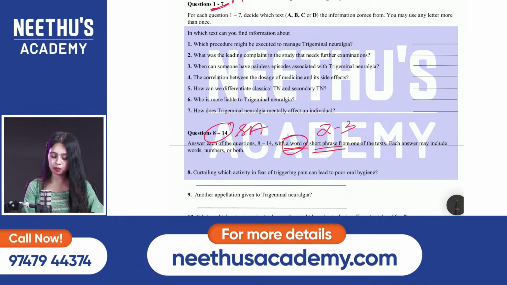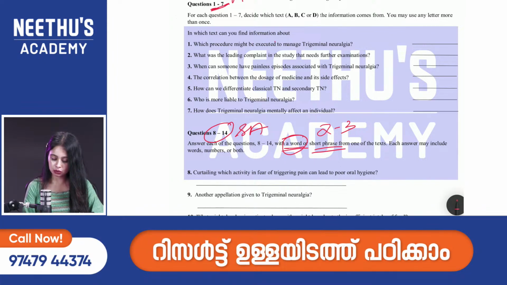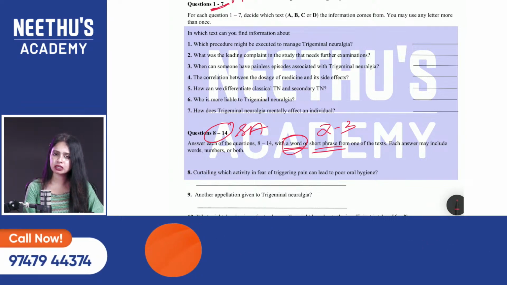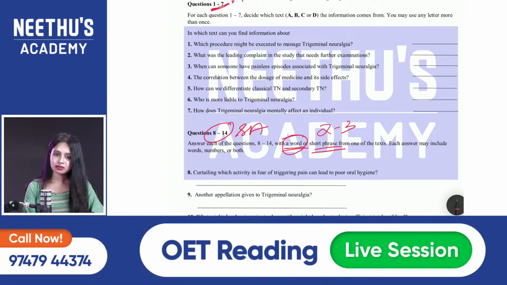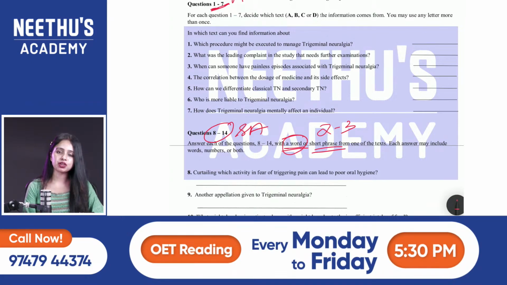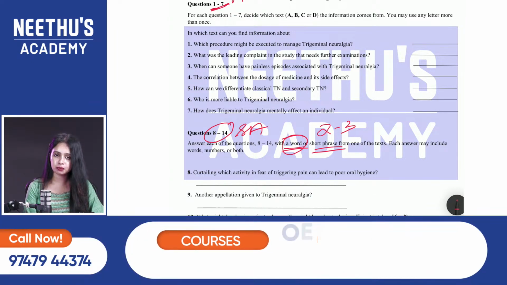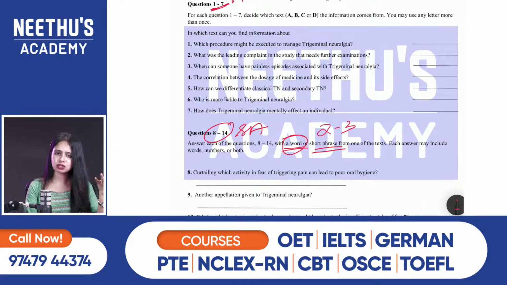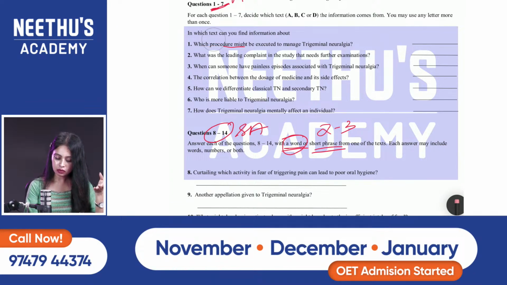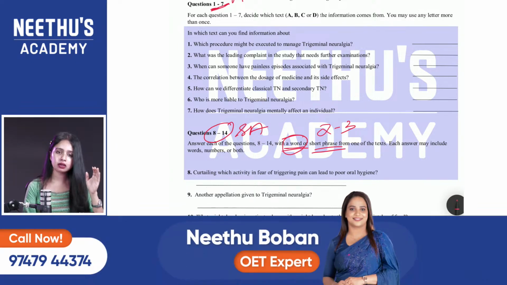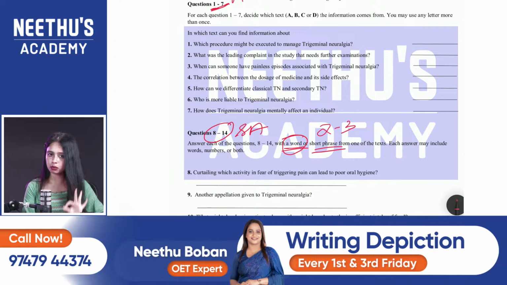For example, the first one: which procedure might be executed to manage TN? Can you please guess which keywords I am going to mark? When you underline important words, it shouldn't be more than 3. I've seen a lot of students marking "which procedure might." Don't underline a group of words. You can underline word by word, maximum 3, not more than 3.